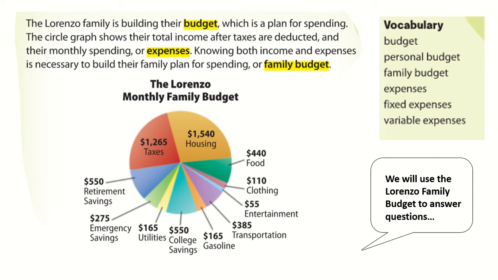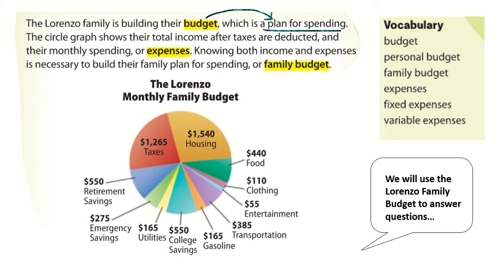So let me read out loud, starting here, what's actually going on. The Lorenzo family is building their budget, which is a plan for spending. So there is your definition for budget. It is a plan for spending. That's it. Just a plan.